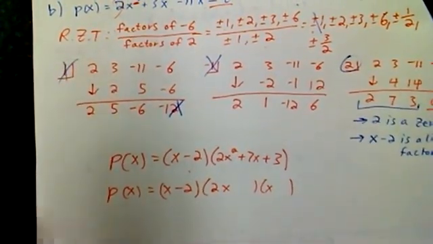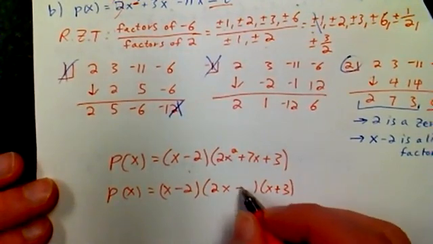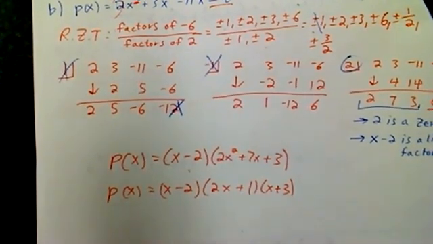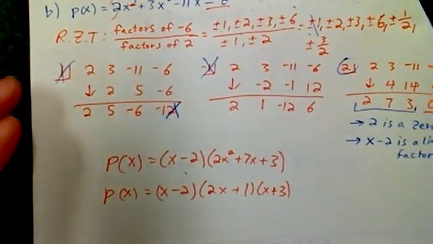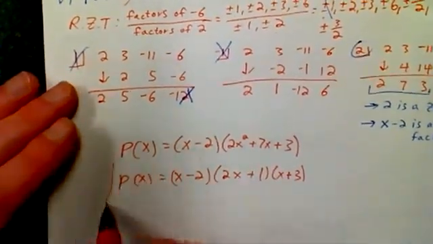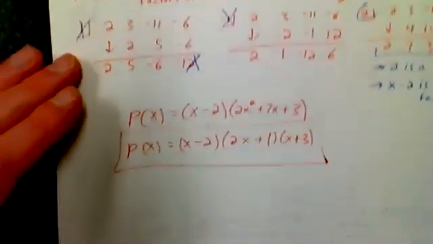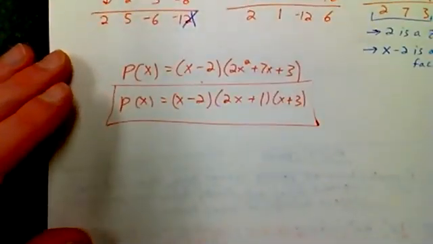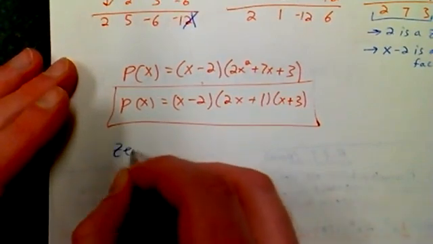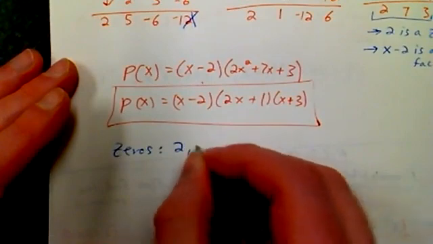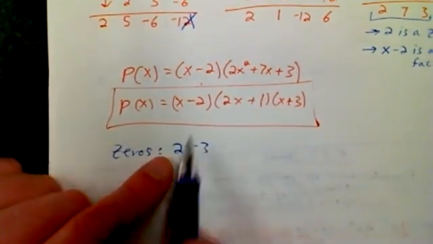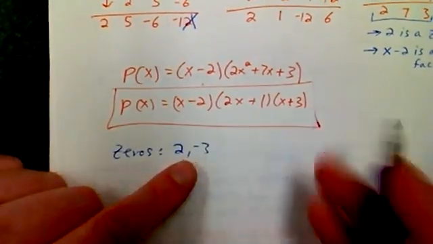Let's see if anything works. How about a plus 3 and a plus 1? 6x plus an x is 7x. And we got 3 here. So this is fully linear factors. If I wanted to add on about the zeros, I would say this. The zeros are going to be 2, -3. I got the 2 from this one, and I got the -3 from this one.